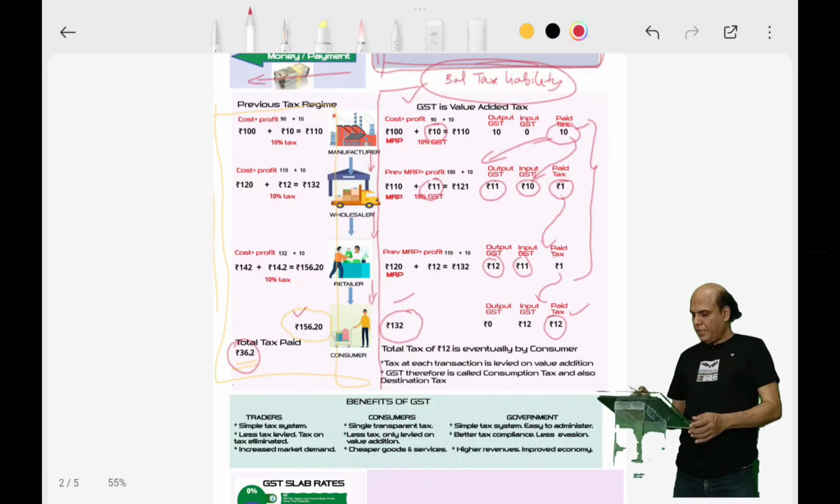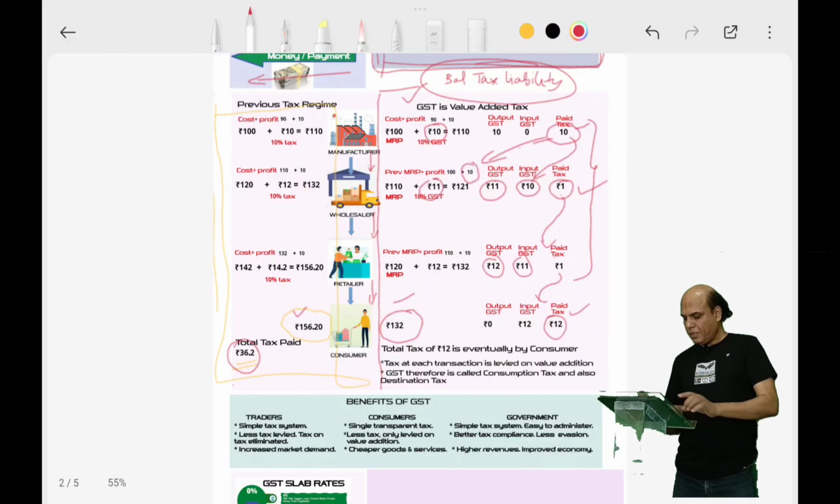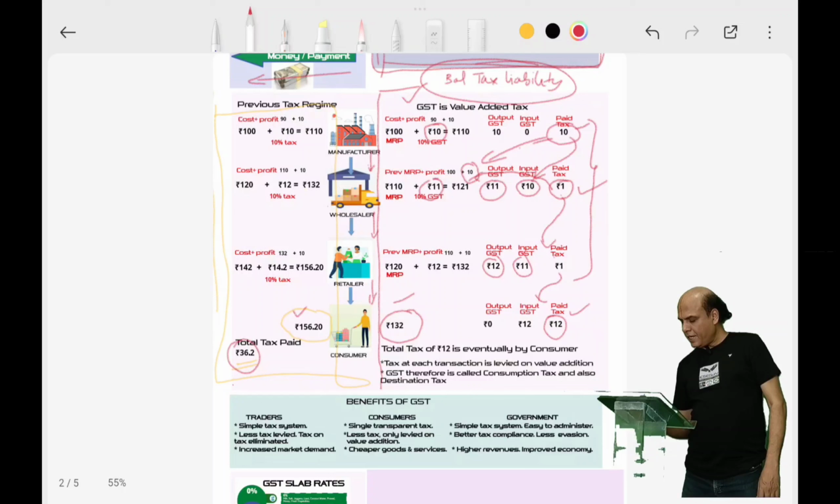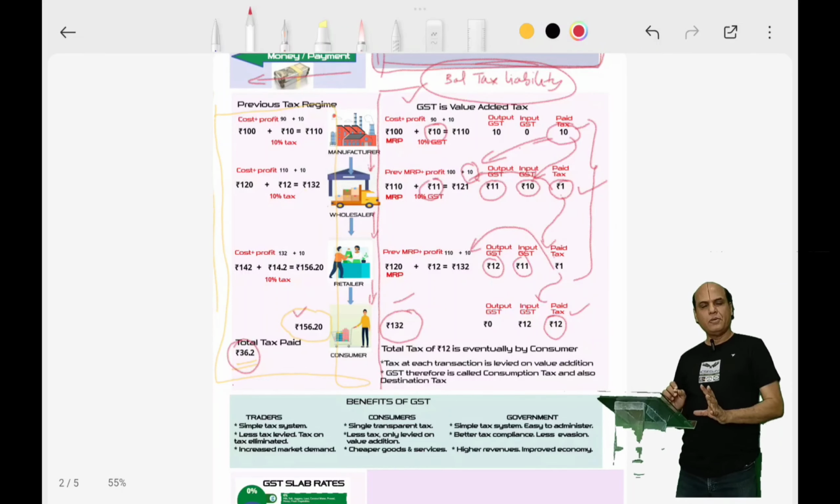So here, if you see, this 1 rupee tax is paid on whatever profit the wholesaler wanted to earn. So this 1 rupee is 10% of the value addition that is added to the goods. So he wanted to earn a profit of 10 rupees. So that is value addition. So tax is only levied on this value addition. Here again 1 rupee is levied as tax. This is levied on value addition, that is the 10 rupees profit that he intends to earn. So GST is the tax on value addition.